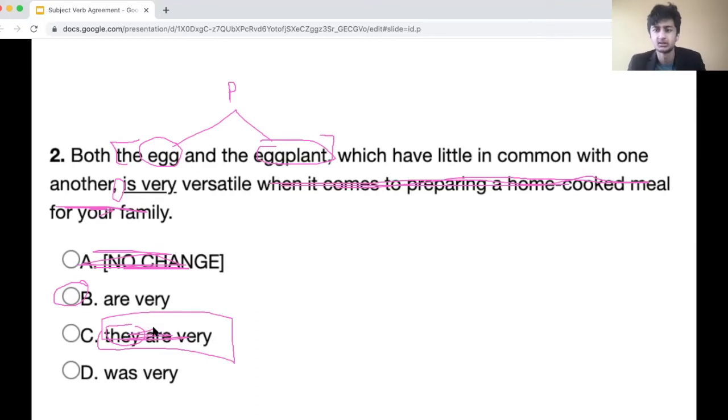We're going to mention this in a later episode, but this is going to be regarded as a run-on or a sentence fragment. So let's cross this out. And finally, D. Both the egg and the eggplant, which have very little in common with one another, was very versatile when it comes to preparing a home-cooked meal. Was is a past version of is, a singular, it wouldn't match up, so D is going to be wrong as well, making A our correct answer.